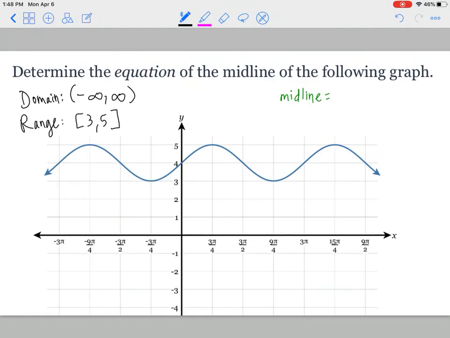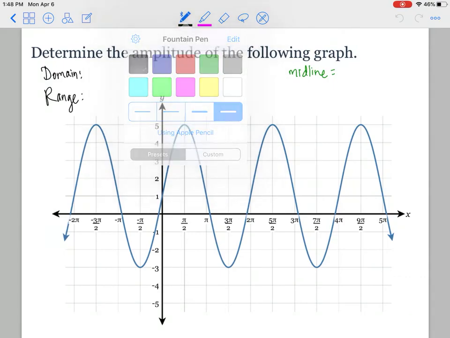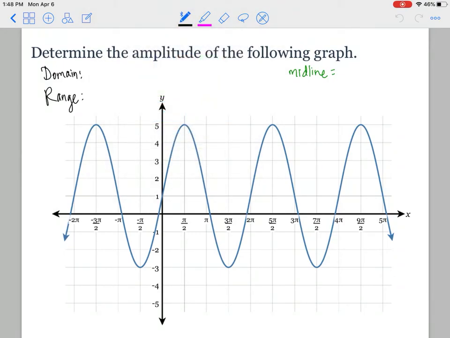Now, the first word that's new vocabulary is called midline. So midline is, again, what splits it into 2 equal halves. So what's in the middle of 3 and 5 will tell you your answer. So there it is. At 4, you have your midline. So you can write y equals 4 is your midline. The next vocabulary word is amplitude. Now before we do that, go ahead and find the domain and range of this graph. You can hit pause if you need to.